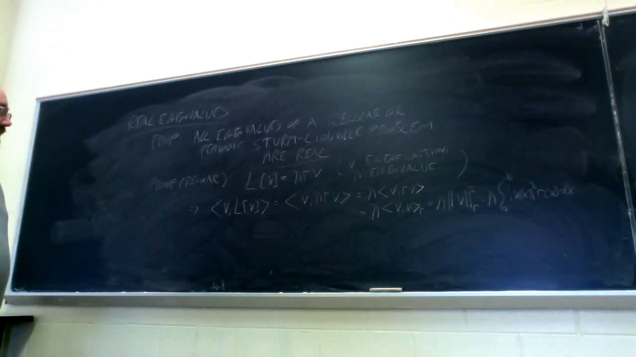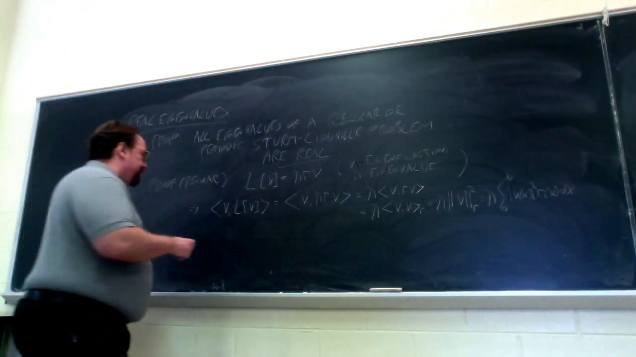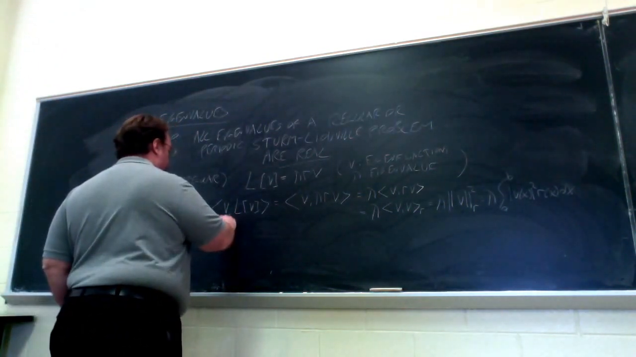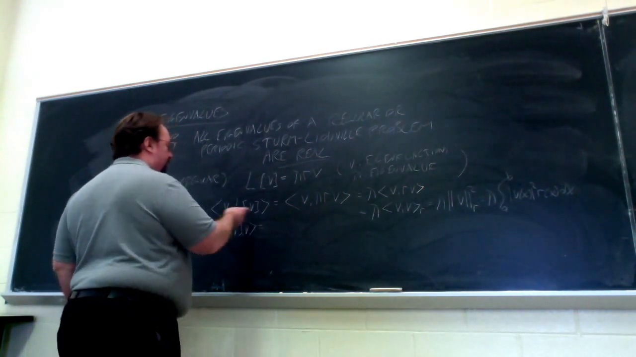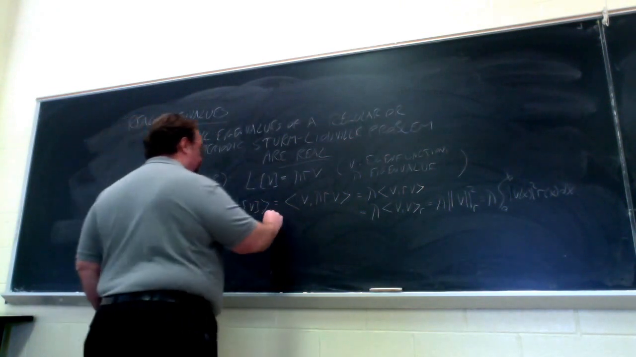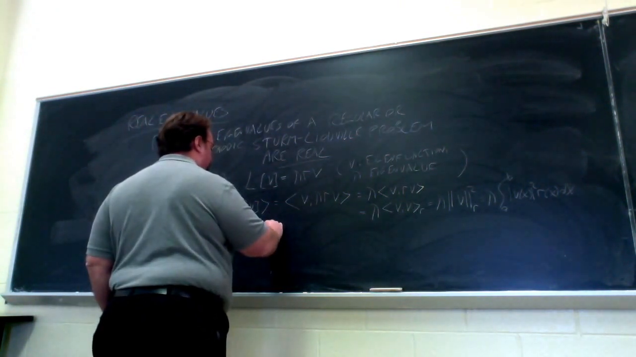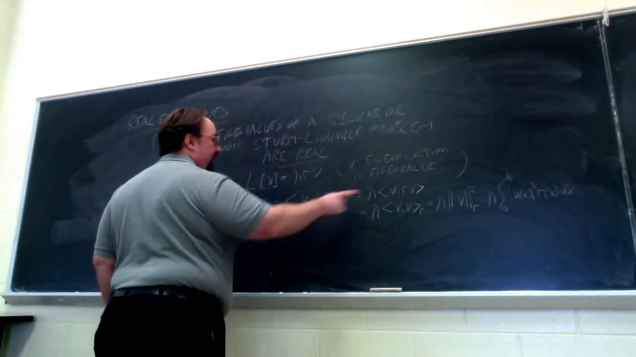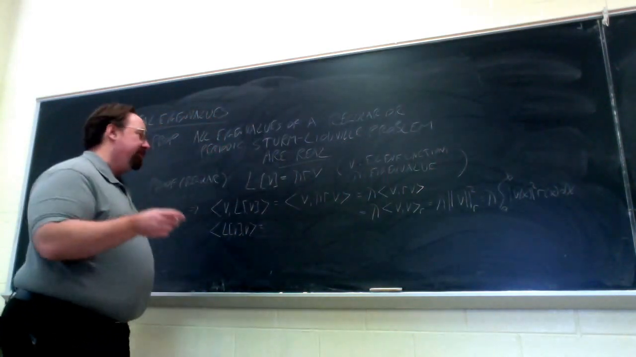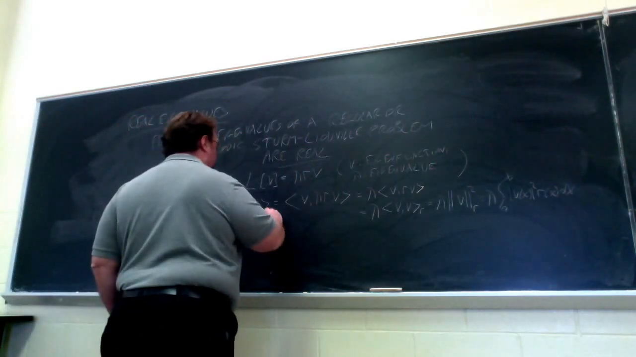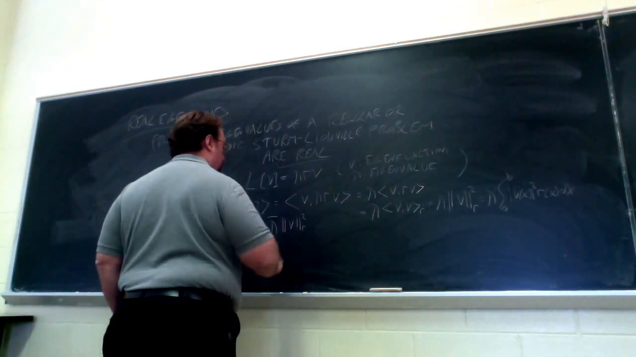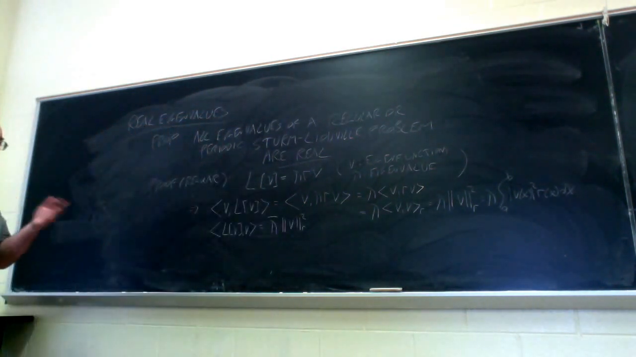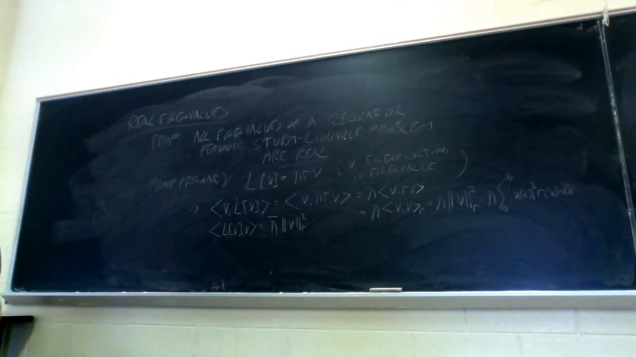On the other hand, if I swap these things, LV, V, well, all that does, when you swap the arguments of an inner product, is take the result and take a complex conjugate. So that's just going to be lambda complex conjugate. And the norm is going to be real, so I don't have to conjugate that.